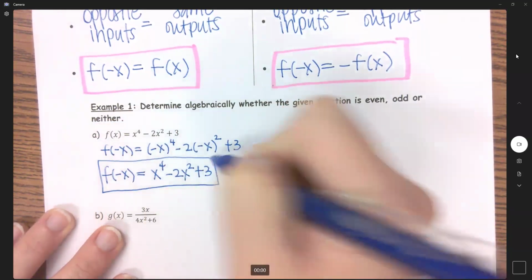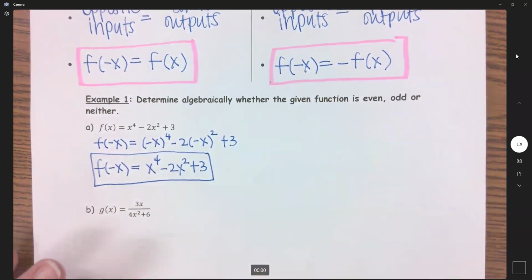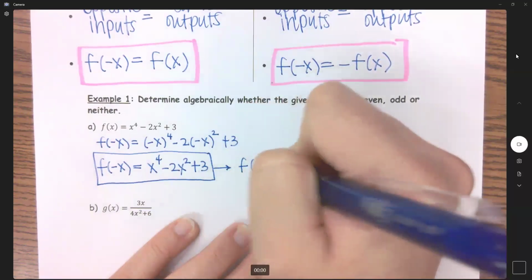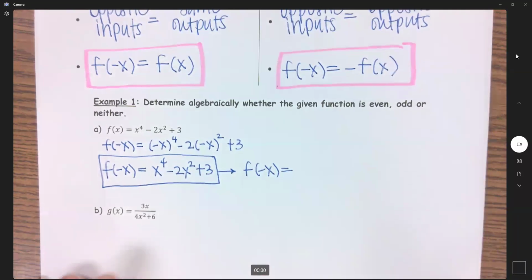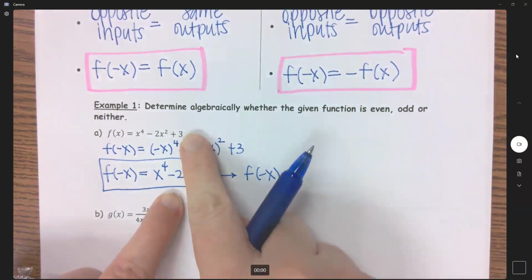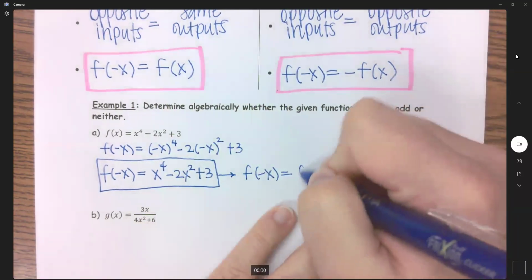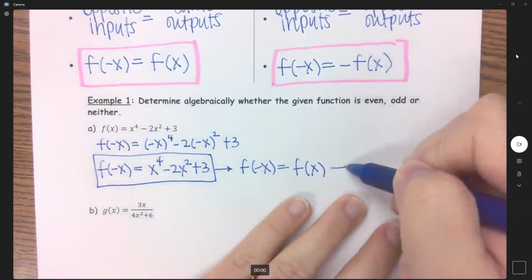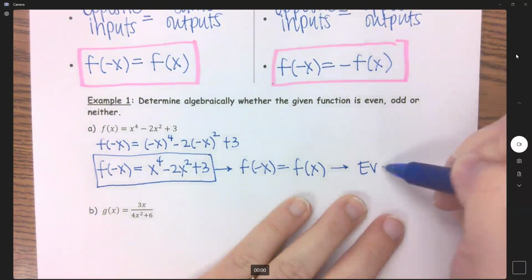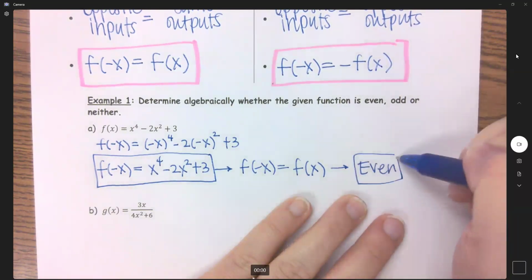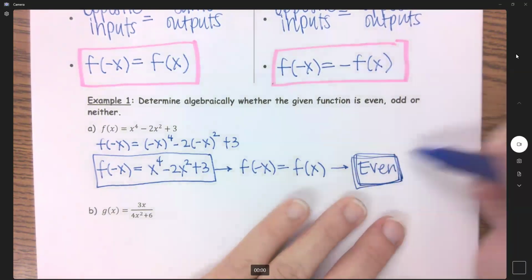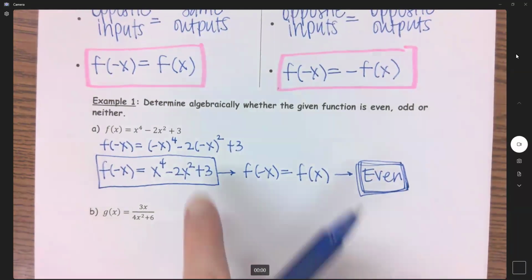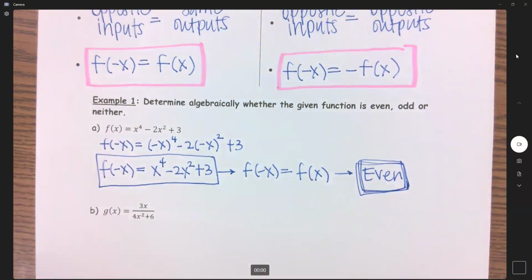So I've substituted in my negative x, and now I have simplified. Because this equals the original, my f of x, that means this function here is even. These are always the easiest to identify because it's a matching game. Does this match the original? If it does, it's even.